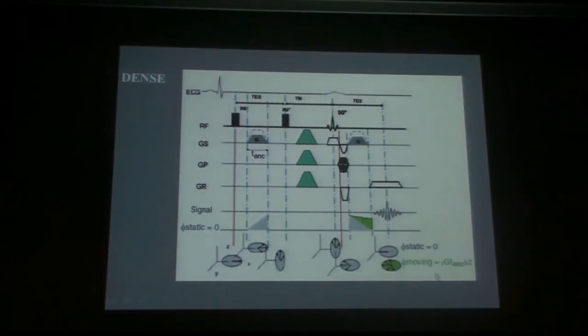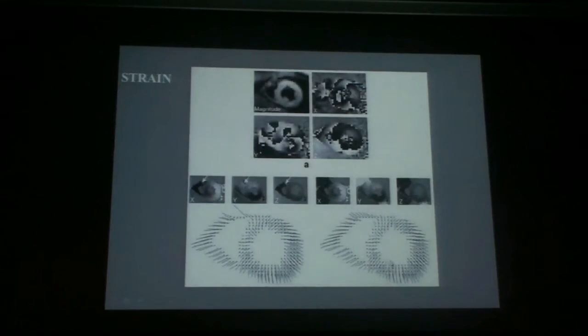There is another way to do that using a DENSE acquisition. These are more recent acquisitions, but they are useful as well, and they're based on two pre-pulses that will dephase and rephase non-moving spins, whereas moving spins will not be rephased normally. By doing so, you will be able to differentiate the two and to analyze the motion of the moving spins that are not correctly rephased by these pre-pulses.